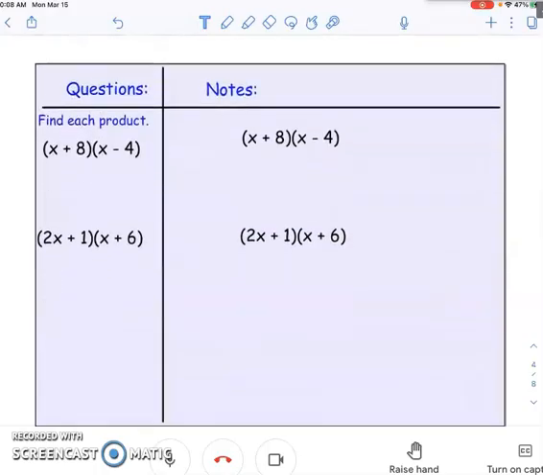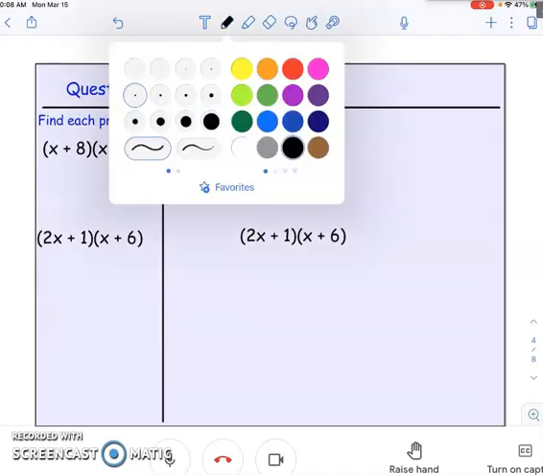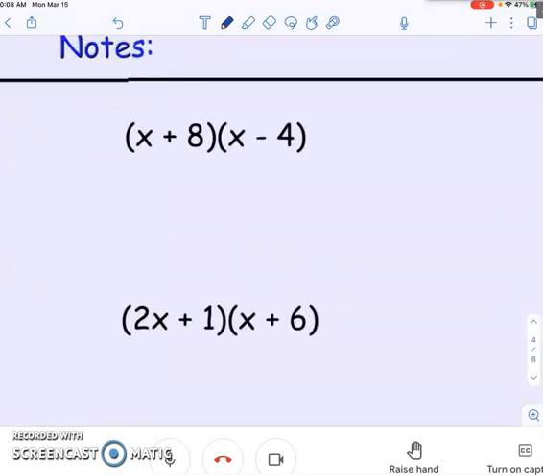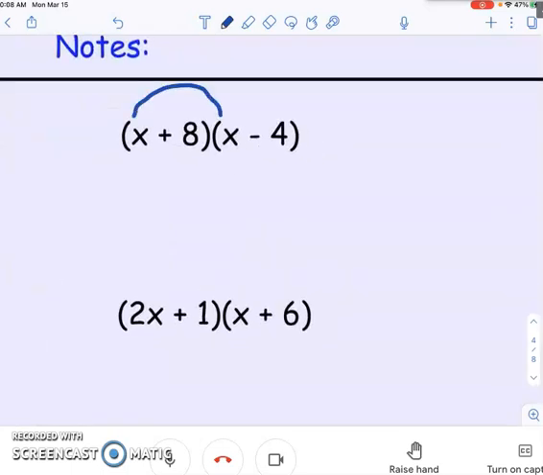All right, let's find each product. So for the first one, I'm going to choose to use the FOIL method. Remember, you can use whatever method you want. So FOIL, my first product, is x times x. And then my second one is x times -4.